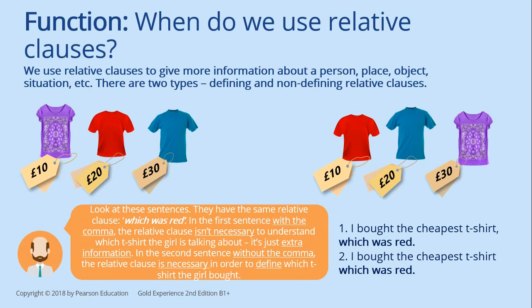Look at these sentences. They have the same relative clause, which was read. In the first sentence, with the comma, the relative clause isn't necessary to understand which t-shirt the girl is talking about. It's just extra information. In the second sentence, without the comma, the relative clause is necessary in order to define which t-shirt the girl bought. Look, I bought the cheapest t-shirt, which was red. I bought the cheapest t-shirt, which was red. Can you match them to the pictures? Yep. Sentence number 1 talks about the t-shirts on our right, and the second sentence is about the t-shirts on our left.